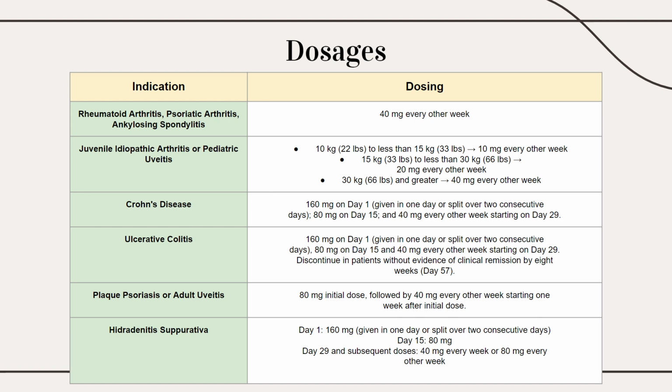Now, second to last will be plaque psoriasis or adult uveitis. The dose is pretty straightforward, which is 80 milligrams as the initial dose, followed by 40 milligrams every other week starting 1 week after the initial dose. Lastly, hidradenitis suppurativa: on day 1, it will be 160 milligrams, which can be given in 1 day or split over 2 consecutive days. On day 15 will be 80 milligrams, and day 29 and the subsequent doses will be 40 milligrams every week or 80 milligrams every other week.